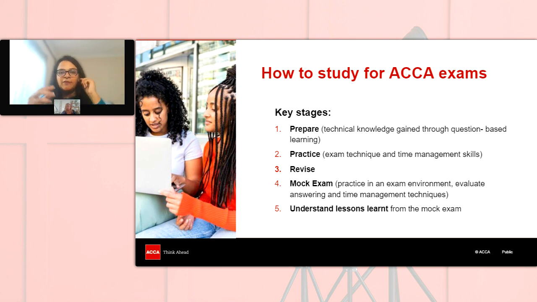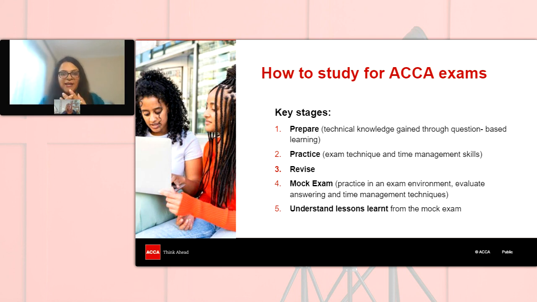So ACCA would have published their latest paper. If you're taking your exam in December, there's going to be a full paper published for the March-June session. You could use that as a mock exam and learn from it, because that's something that your other learners have actually gone through as well.